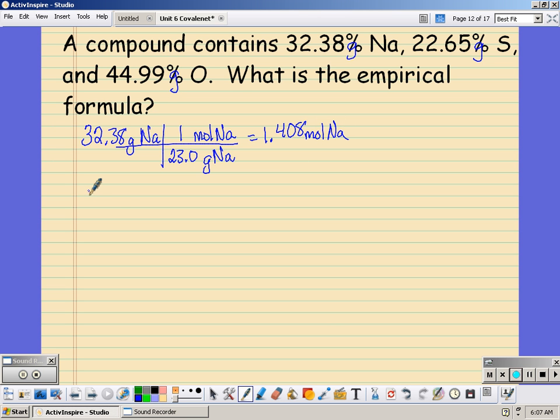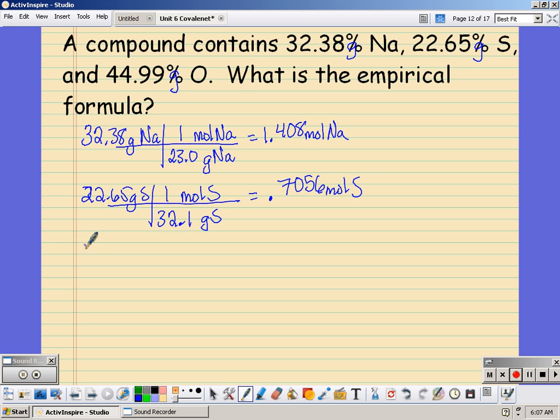Do the same thing for the sulfur. 22.65 grams of sulfur. Grams of sulfur on the bottom, mole of sulfur on the top, 1 mole. Molar mass of sulfur is 32.1. And then again the same thing with the oxygen. 16 is the molar mass of oxygen for every 1 mole.